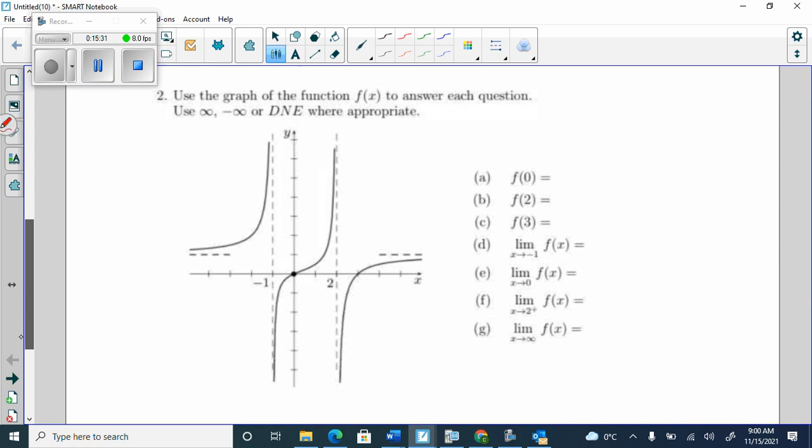Okay, give it a try. F of 0 is what? 0. Okay, F of 2 does not exist because there's actually an asymptote there. F of 3, it's 0.